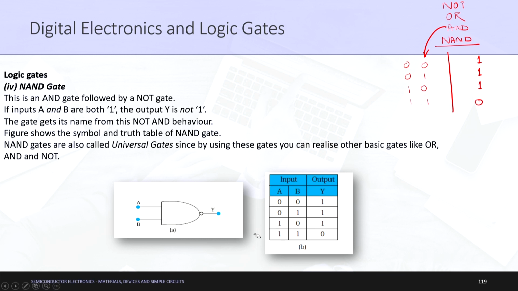The gate gets its name from this NOT AND behavior. So, the figure shows the symbol and the truth table of the NAND gate. NAND gates are also called universal gates, since by using these gates you can realize other basic gates like OR, AND, and NOT.